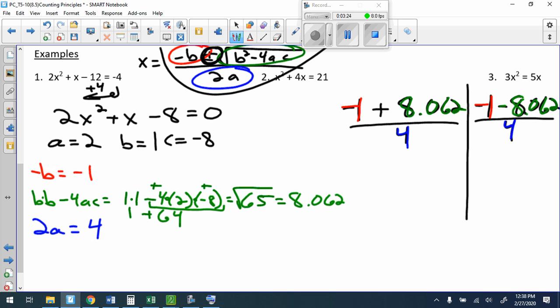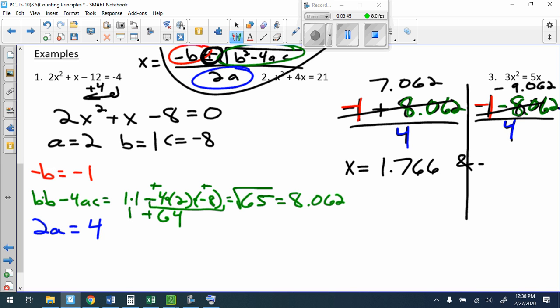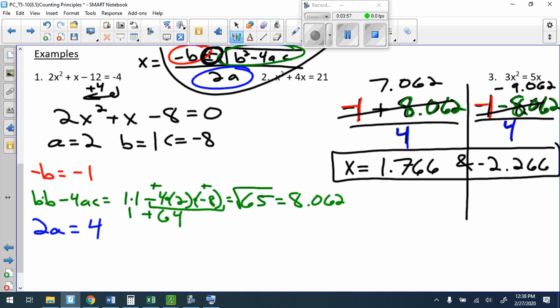So this numerator, negative 1 plus the 8.062, is 7.062. This here is negative 9.062. And now we can finally divide. So we do the 7.062 divided by 4. We get that x is approximately 1.766. And x can also be negative 2 point something, 2.266. So these are the 2 solutions to that original equation.